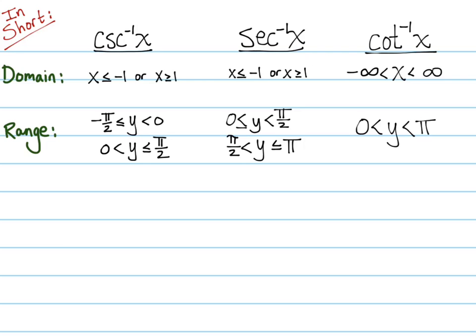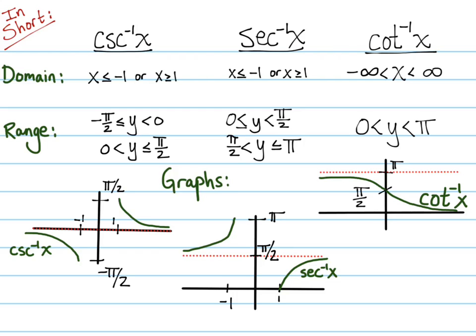And cotangent and tangent are very similar. Cotangent can eat every value. Arc cotangent can eat every value because cotangent can make every value. And we just restrict the range to be between 0 and pi. And so here are the three graphs of arc cosecant, arc secant, and arc cotangent.